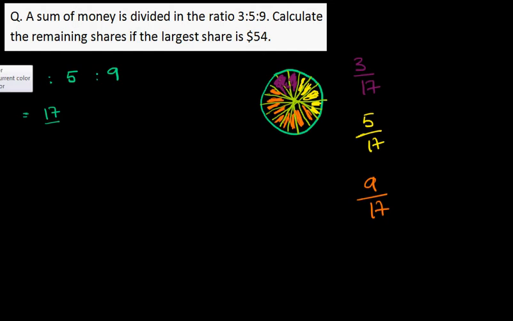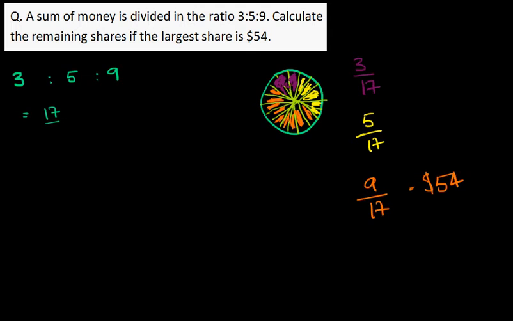We have a sum of money which we don't know what it is, but it has been divided in the ratios 3 to 5 to 9, and the largest share, which happens to be $54, obviously is the 9 over 17 share. So I'll write that information here. So 9 over 17 is $54.